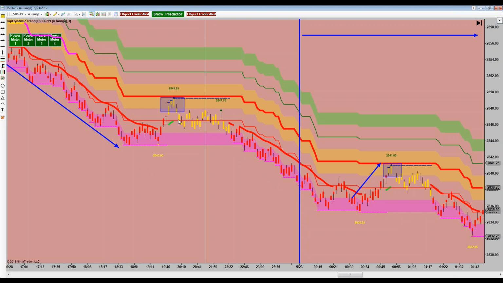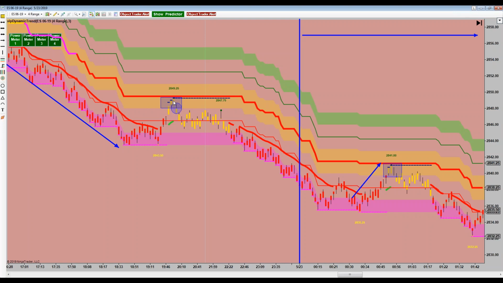Now, depending on how you drew this box, when and where exactly you drew it, and let me be clear what I'm talking about. If you had used an extremely tight region box just under the mid-band right here, it's quite possible you were filled short on the close of this bar right here.